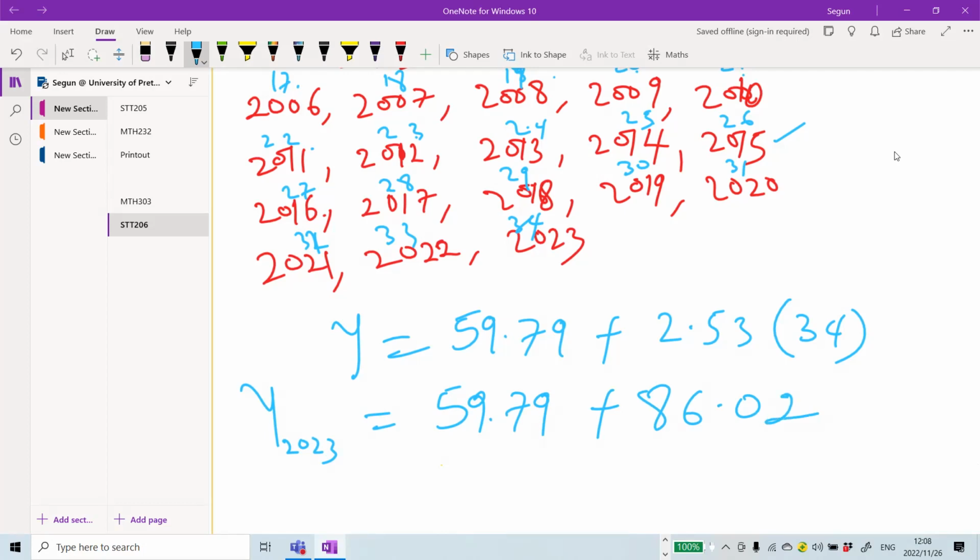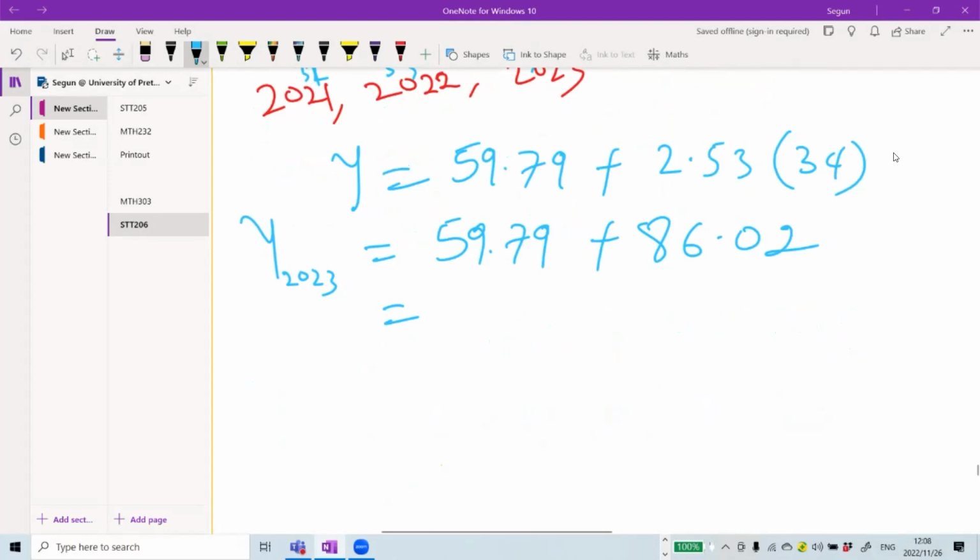Add it together. 59.79 plus 86.02. When you add it together, what do you have? 145.81. So that is the output they will have in 2023.